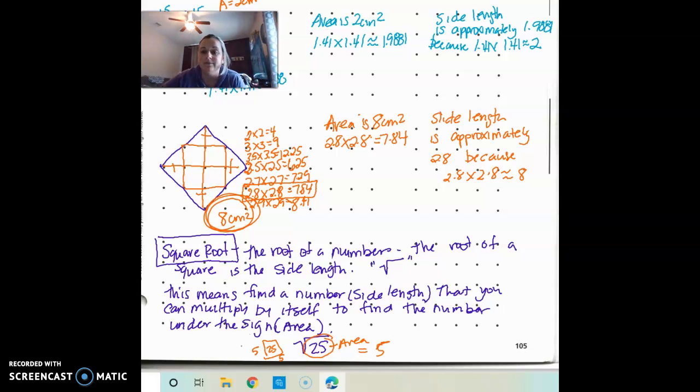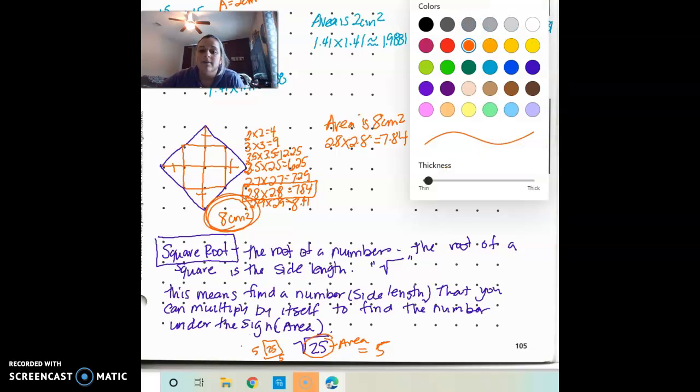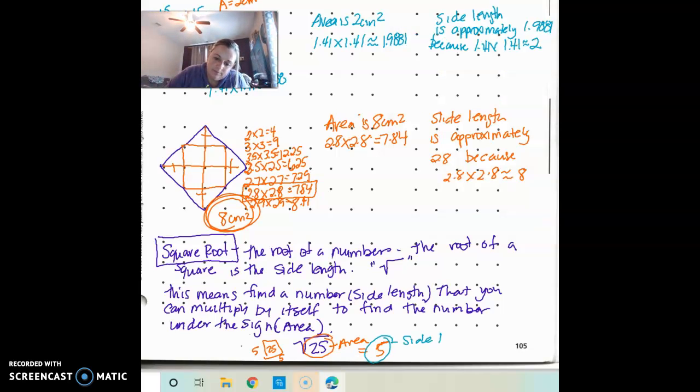So I'm going to circle that with a different color here. So this 25 is your area. The side length is 5 because 5 times 5 is 25. Also, we could think about negative numbers. We're not really going to talk about that when we're talking about squares, but negative 5 times negative 5 also gives me an area of 25, a positive area of 25. So just keep that in mind.